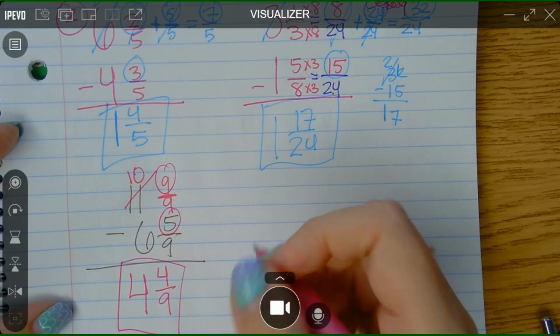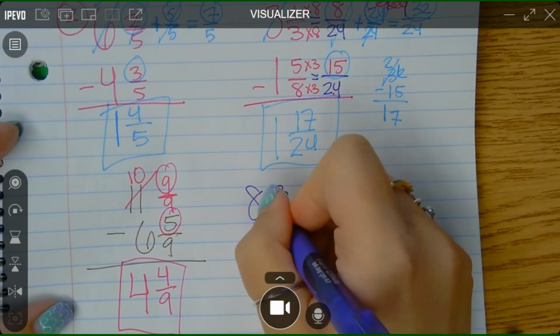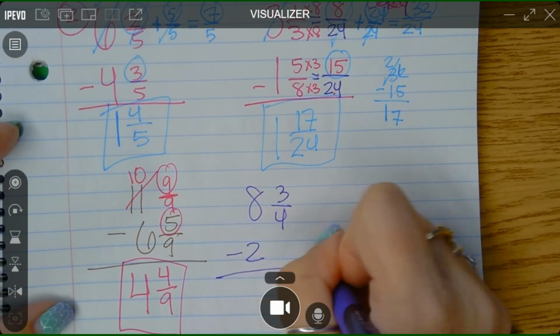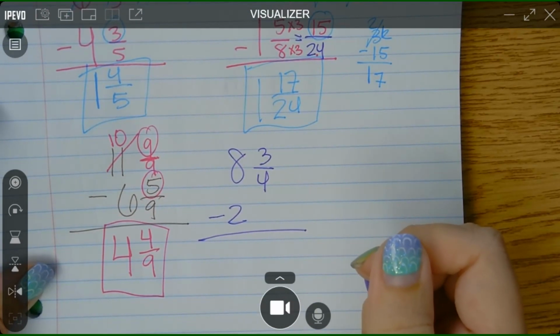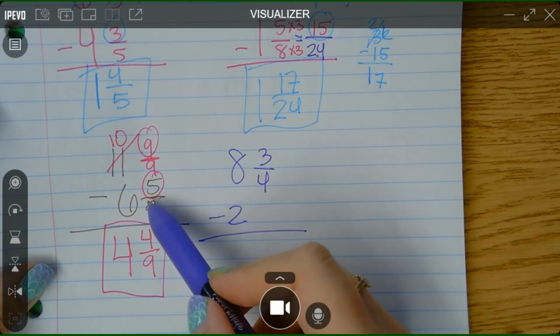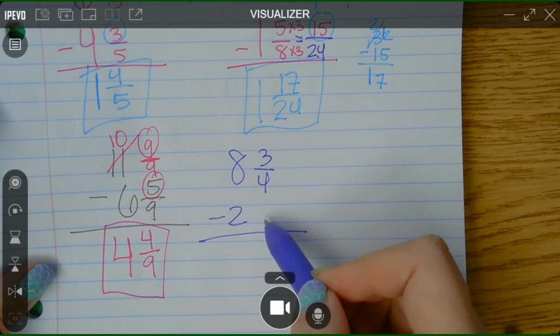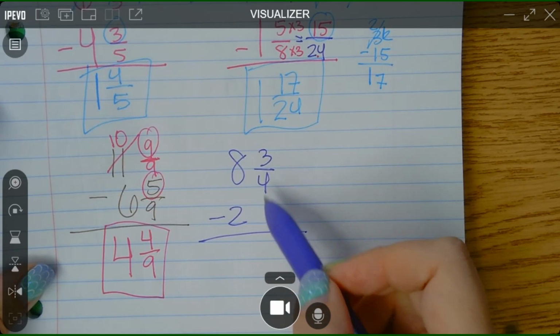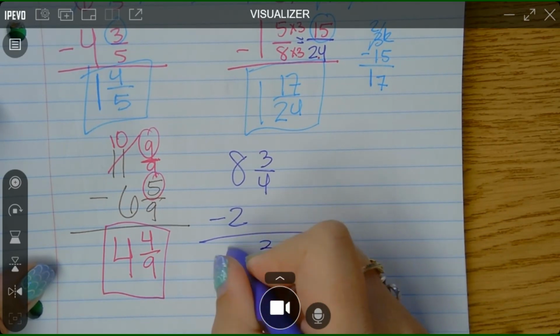Okay, one last one I want to do. Okay, you have 8 3/4 minus 2. Okay, and pause it, try it. Okay, now you unpaused it, you're back with us. And you can't take something from nothing, but can you go like 5 minus nothing or 6 minus nothing? Yeah, you can do that. What's 3/4 minus nothing? It's still just 3/4. And then 8 minus 2 is 6.